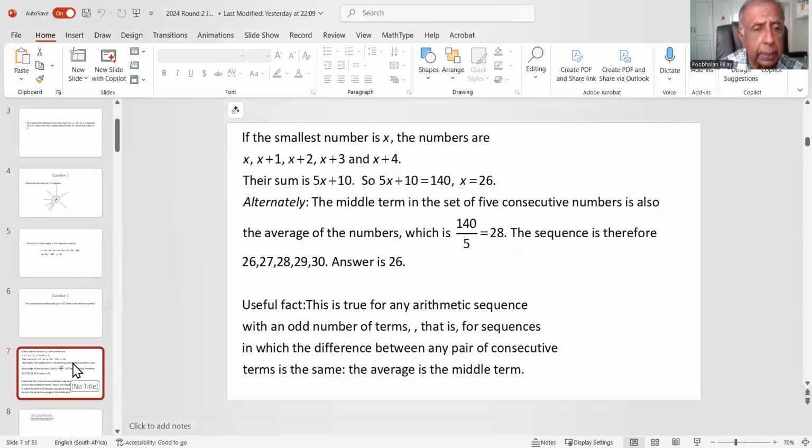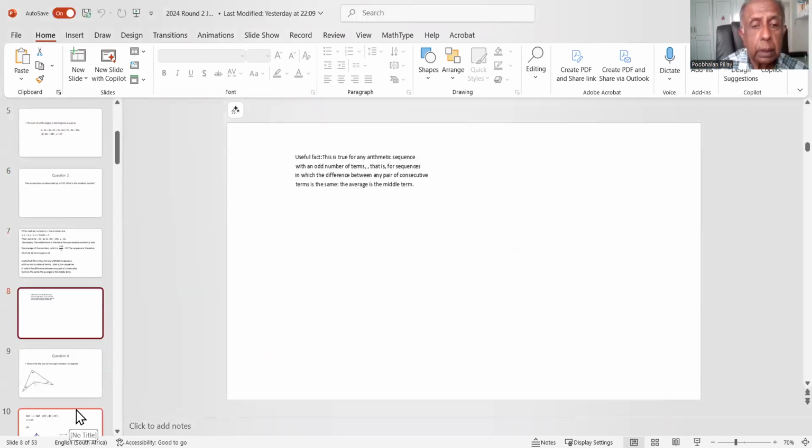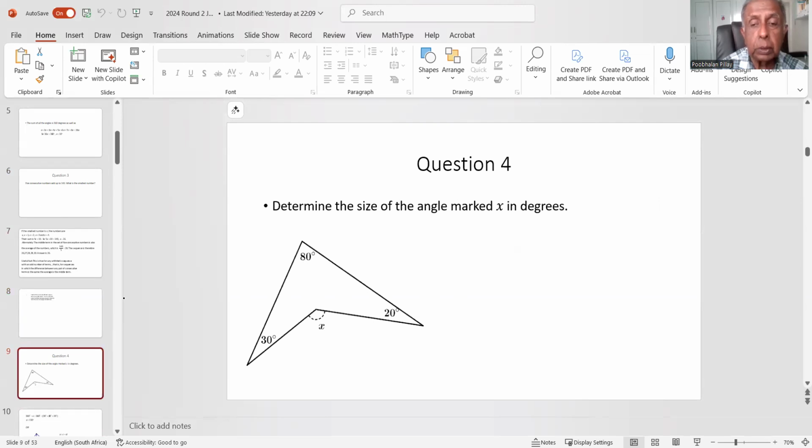So here I think I discussed both the methods. So that's the written solution. Okay, I'll give you the same useful fact which I gave earlier on. Okay, let's go to question 4.